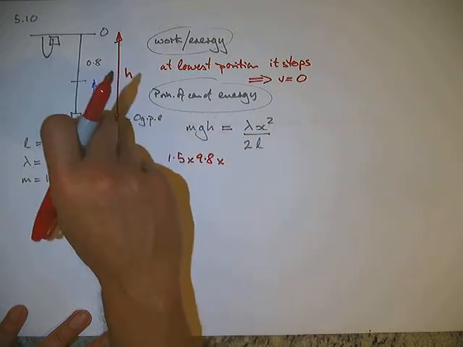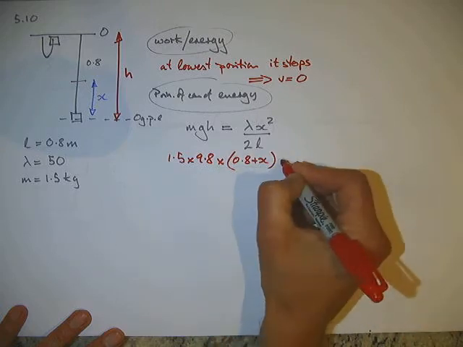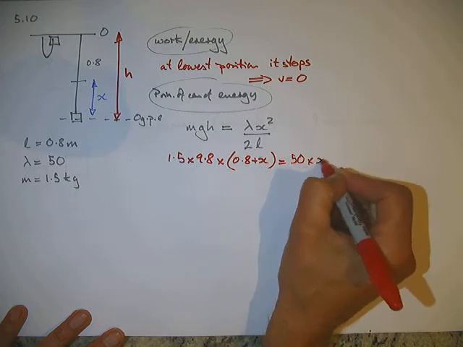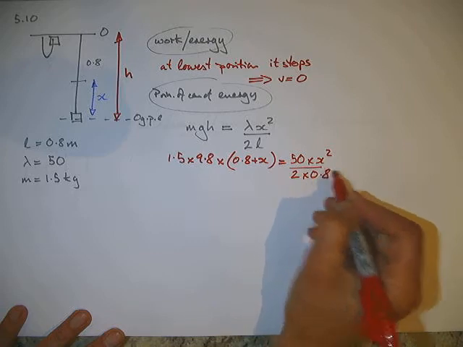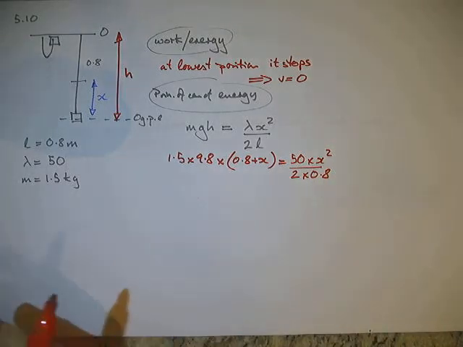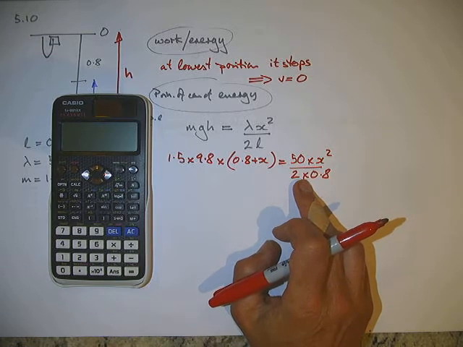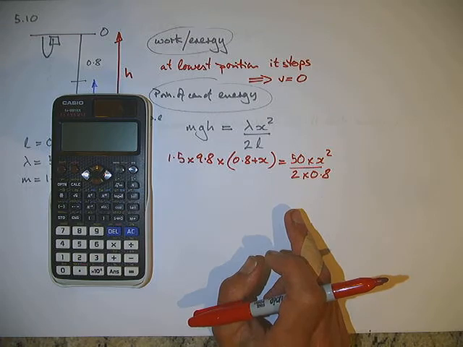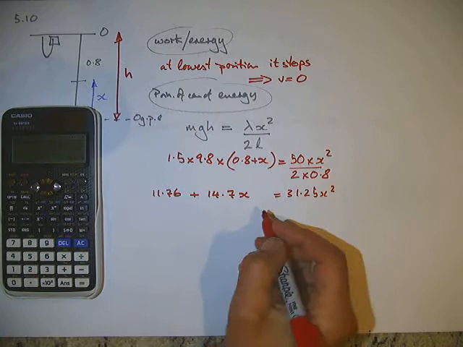And the height is 0.8 plus x, which is equal to lambda 50 times x squared over 2 times 0.8. And that looks like it is a quadratic equation. So all I'm going to do is work out all those coefficients. So as if by magic, use the calculator, I get that.